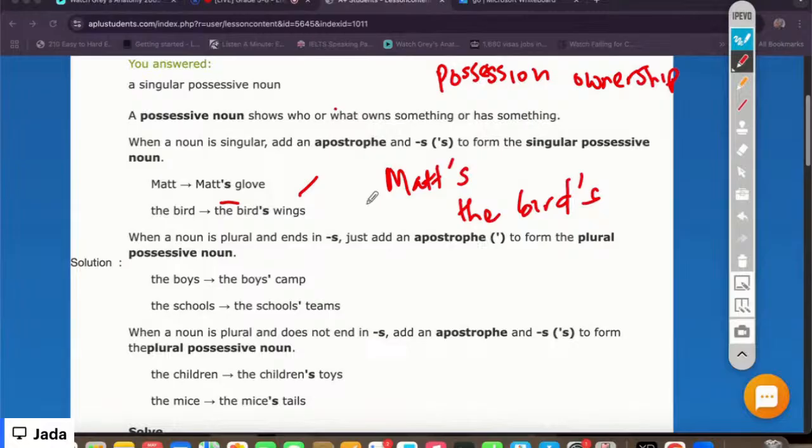So you know that most times the plural nouns end with s. So it could come like the schools, right? So it already ends with s. So all you need to do is just add your apostrophe after the s. So it becomes schools', and that's what gives us the plural possessive. So the schools' themes, the boys' camp. All right. So you have to take note of the singular possessive and then the plural possessive as well.